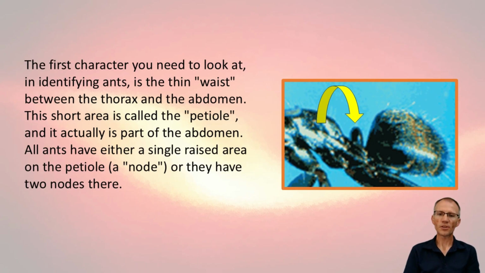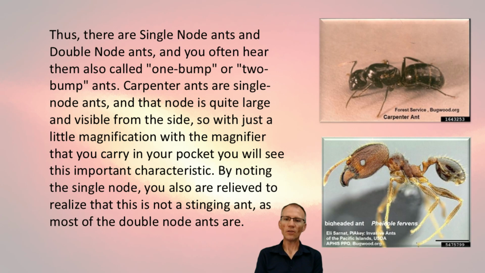The first character you need to look at in identifying ants is the thin waist between the thorax and the abdomen. This short area is called the petiole, and it actually is part of the abdomen. All ants have either a single raised area on the petiole, a node, or they have 2 nodes there. Thus, there are single-node ants and double-node ants, and you often hear them also called one-bump and two-bump ants.